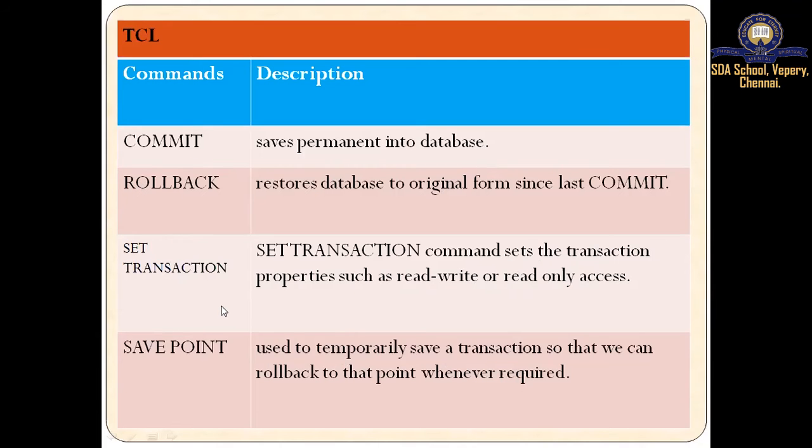Suppose there are 2 transactions taking place. You save transaction 1 by the name T1 and transaction 2 by T2. After this, your rollback command will ask the user whether you want to save transaction T1 permanently in the database or transaction T2 permanently in your database.